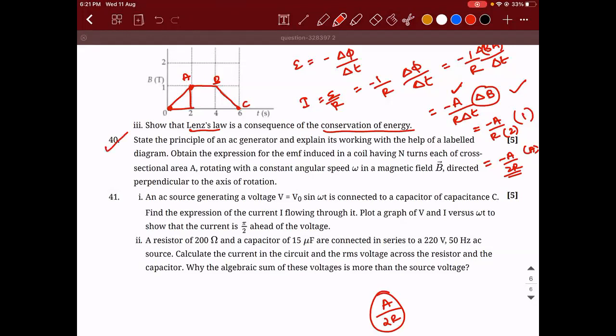40. State the principle of an AC generator and explain its working with the help of a labelled diagram. Obtain the expression for the EMF induced in a coil having n turns, each of cross-section A, rotating with a constant angular velocity omega perpendicular to the axis of rotation. This also we have seen. Right, you will get E is equal to NBA omega sine of omega t, where this NBA omega is the value of E naught. Right, next.